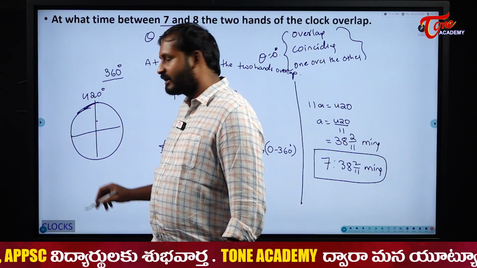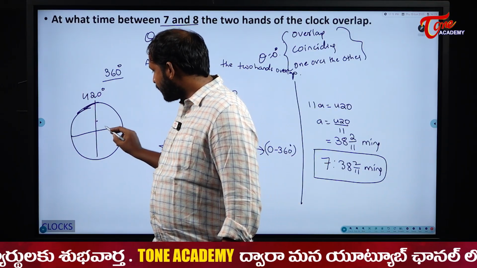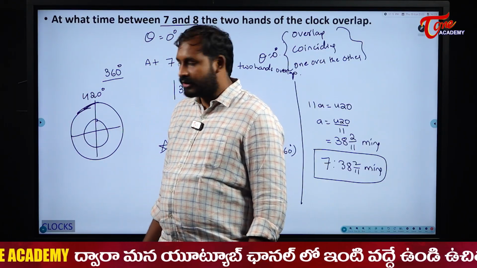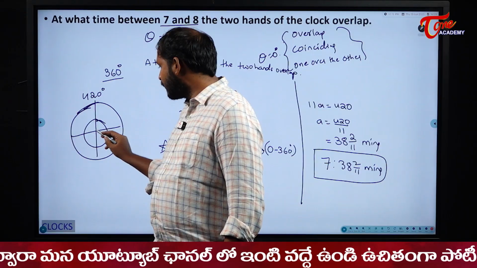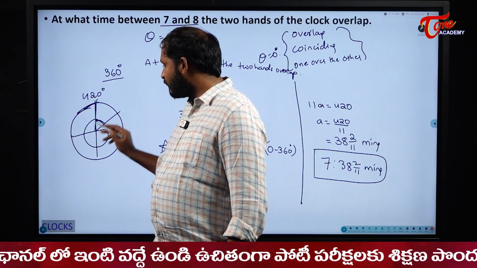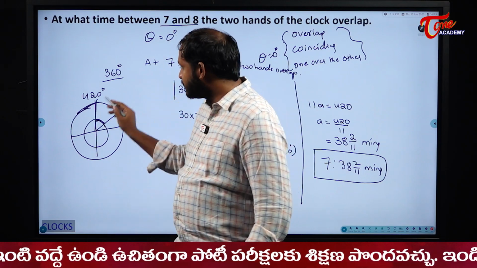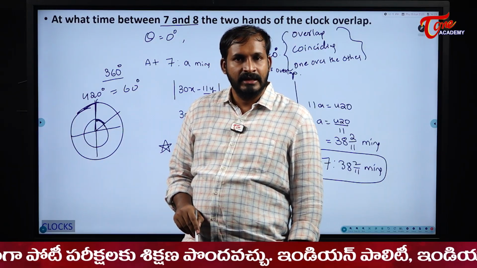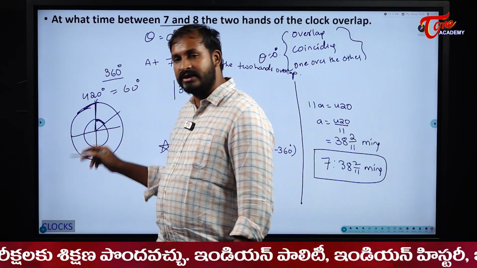For example, if my clock hand is here and it goes a complete round, it will become what? 360 degrees. If it covers 60 degrees more, it will come to somewhere in this position. And from the same 0, if it covers the same position, can I say 420 degrees is also equal to 60 degrees? Is it correct or not? 420 degrees is also equal to 60 degrees.